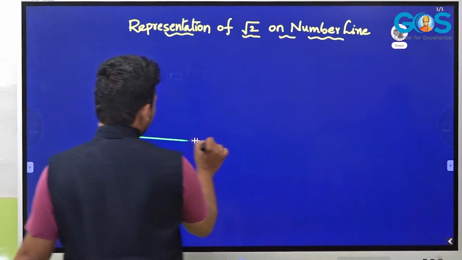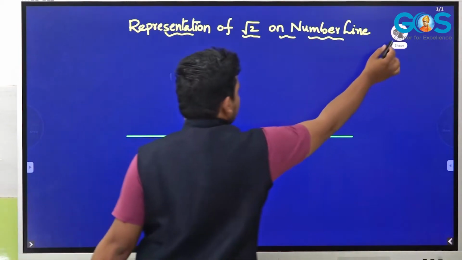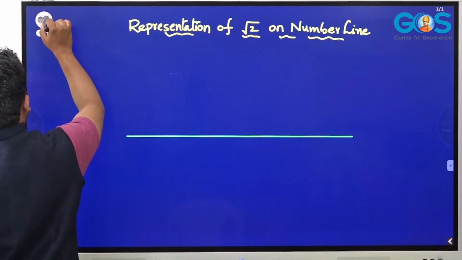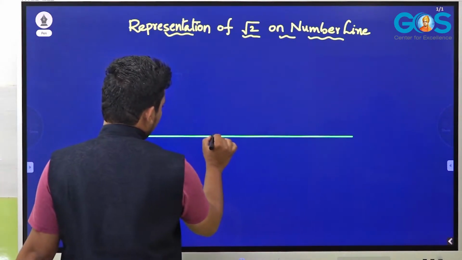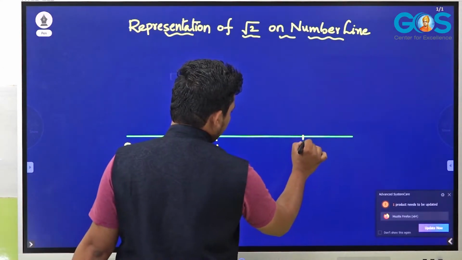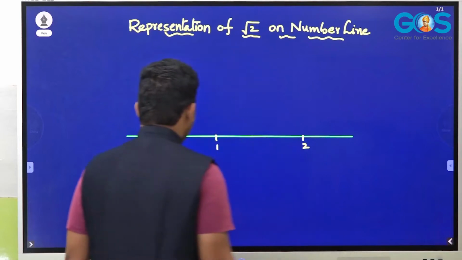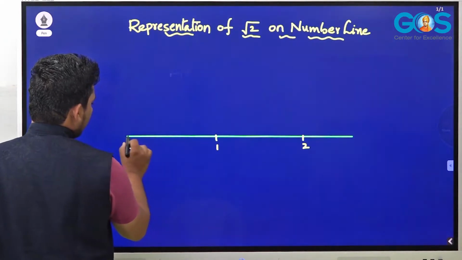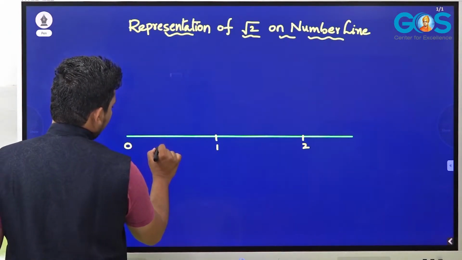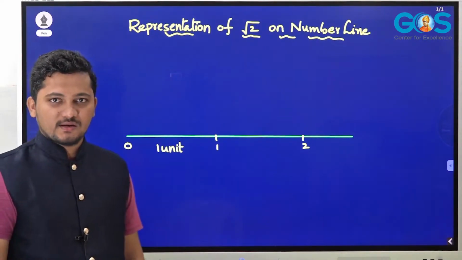Okay, first you draw a number line: 0, 1 and 2. Okay, 0, 1 and 2. From here to here it will be 1 unit. 1 unit means in your scale you should take exactly 1 centimeter.